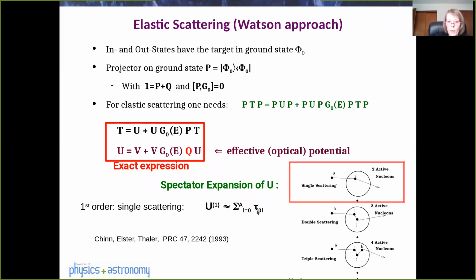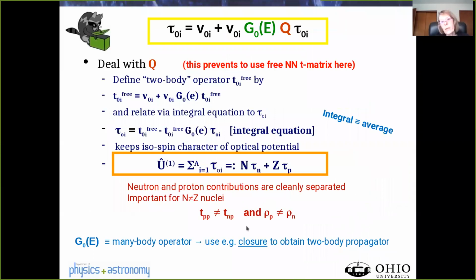I write here on purpose a tau, because whatever we are having here, there is this Q space which one has to deal with. So let me talk now about the two operators in this equation for the tau, where one has to think about. Basically, dealing with Q, you cannot or should not use here the free nucleon-nucleon T matrix, because we are in Q space. So we dealt with that by introducing an operator, the free T matrix, and connecting it to this operator tau by an integral equation. You can easily solve that integral equation.